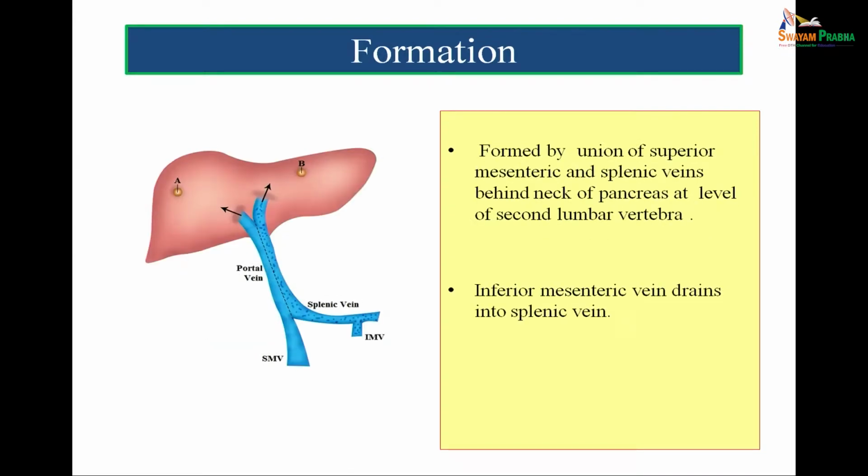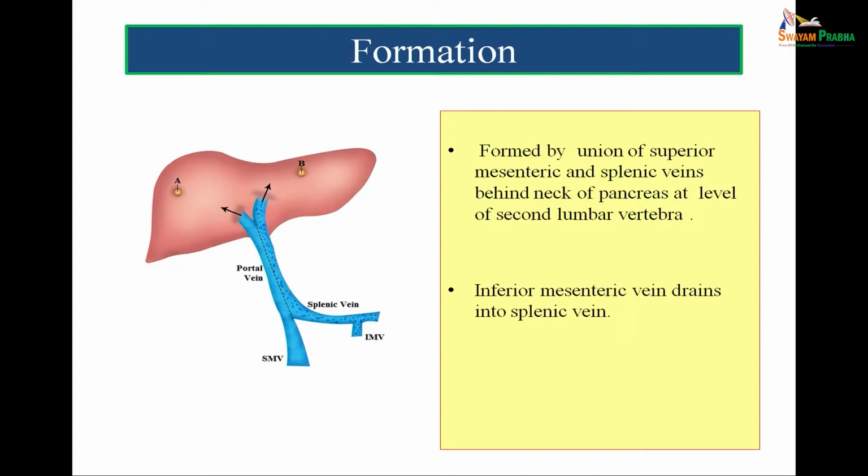So, once again, the formation: it is formed behind the neck of the pancreas by the union of the superior mesenteric and splenic veins, and the vertebral level is very important. It is frequently asked of the students. It is the second lumbar vertebra. The C-shaped loop of the duodenum lies at vertebral level L1 to L3, and it is at the level of L2 that the superior mesenteric vein unites with the splenic vein.